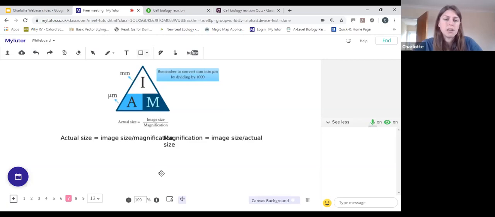Oh, it looks as though my slide has merged these together. What I was trying to get across here is actual size is image size divided by magnification. But equally, if you're given any two parts of this triangle, you can find the third. So magnification on this side would be image size divided by actual size. And the image size would be actual size times the magnification.